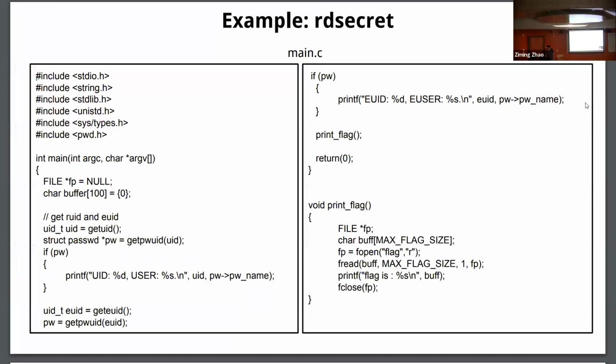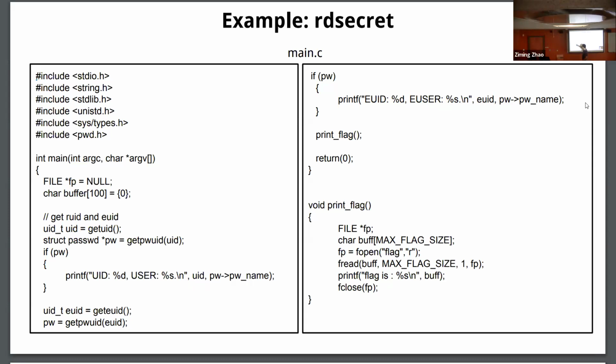Okay, now let's look at one example. This example is called read secret. We have the main function. In the main function, we have a file pointer. We're trying to open a file. We have a local variable, a buffer, 100 bytes at the C code level. Then we first get the UID of this program. Like I said, there are multiple UIDs, the real UID, the effective UID.